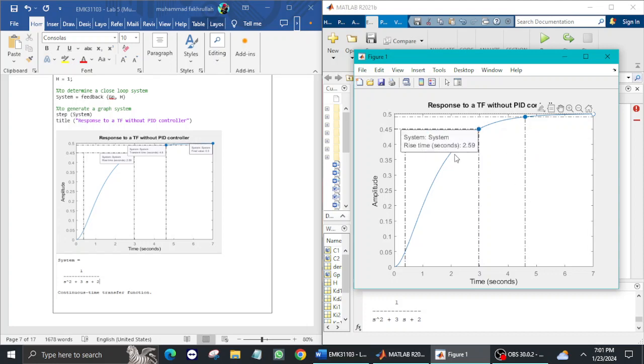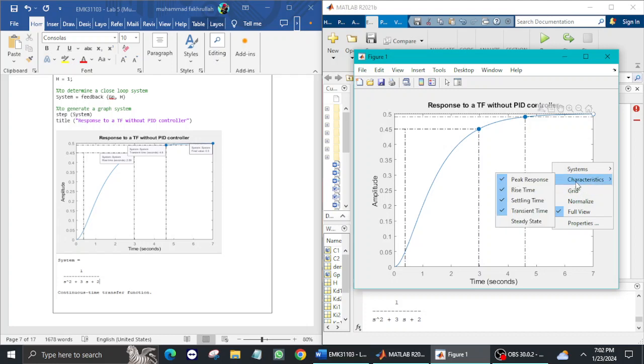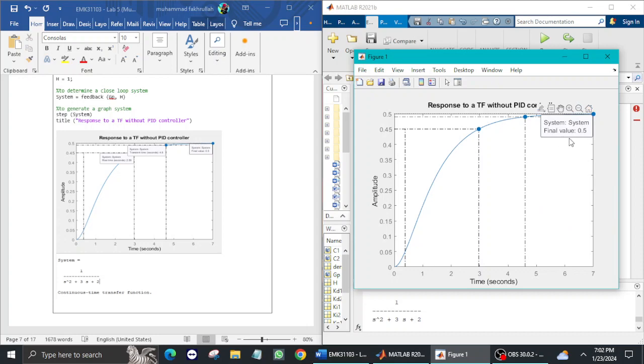Okay, for the rise time it is 2.59 seconds, and for the settling time 4.6 seconds, and peak amplitude is 0.499. Final value is 0.5.